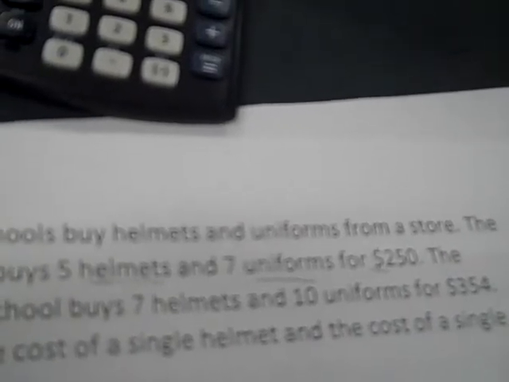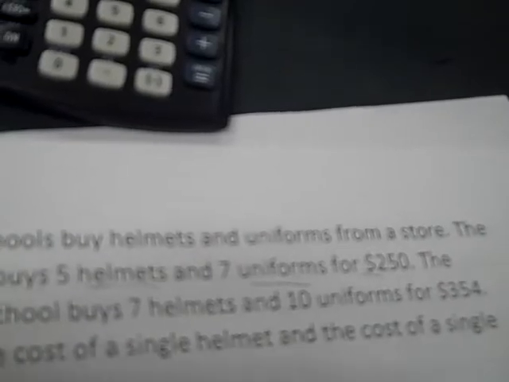Okay, next problem. 2 schools buy helmets and uniforms from a store. The school buys 5 helmets and 7 uniforms for $250, and that's a total. The other school buys 7 helmets and 10 uniforms for $354. Find the cost of a single helmet, cost of a single uniform. So again, I've got 3 units.